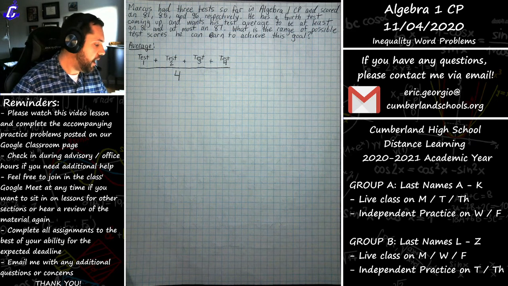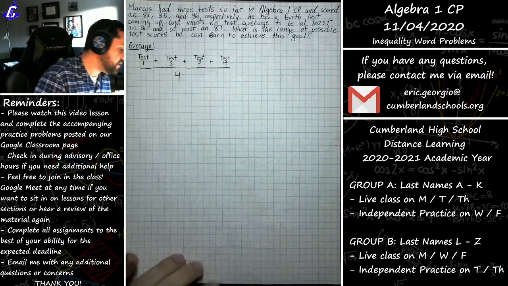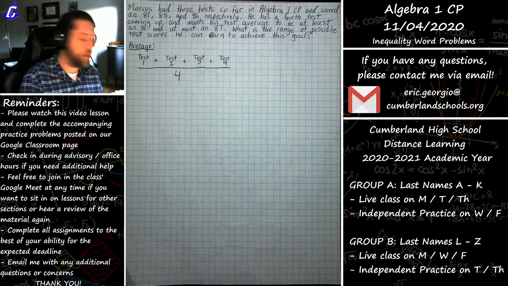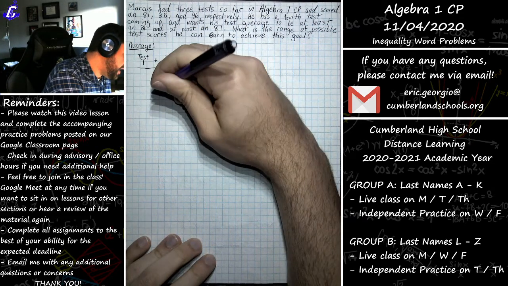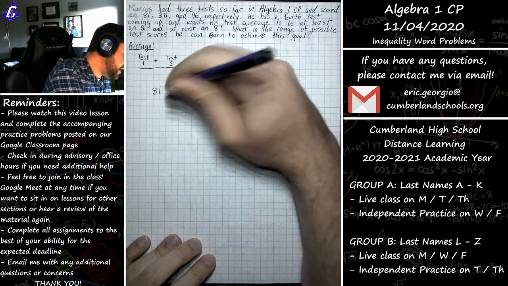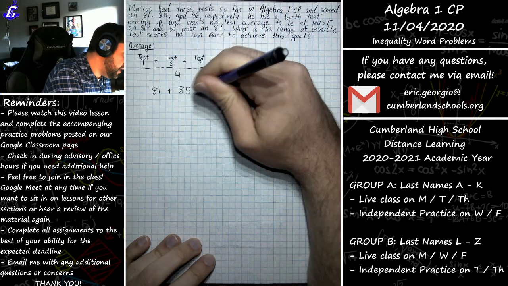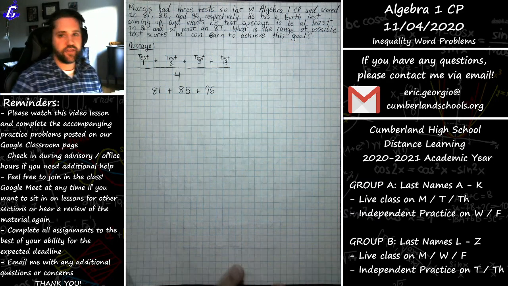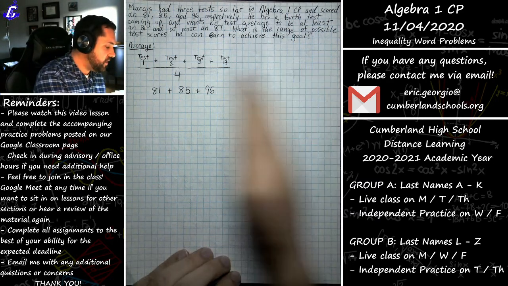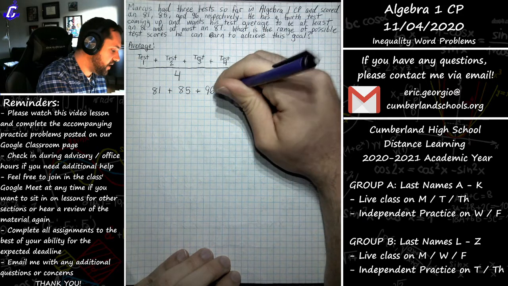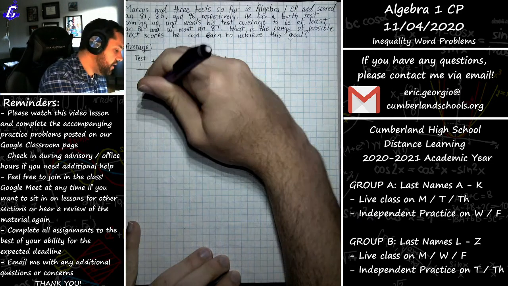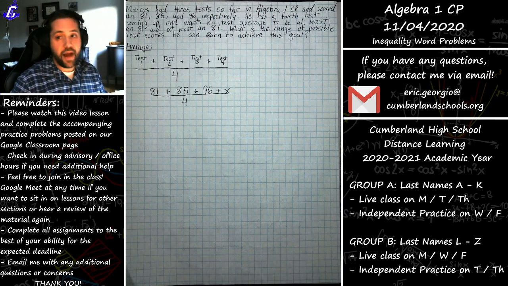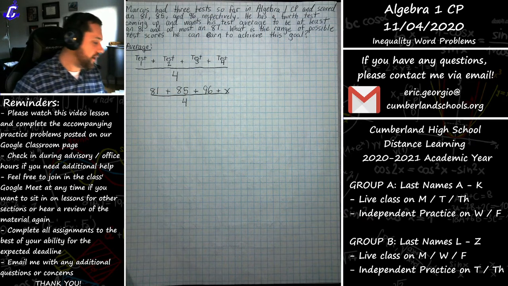All right, anyway, so Marcus on these tests got an 81, 85, and 96 respectively. Let's fill those in. We have an 81 for test 1, an 85 for test 2, a 96 for test 3. Now, I don't know what test 4 is. That's the whole point, to figure out what are the possible scores for this 4th test. So we're going to use an x to represent that, all divided by 4. Now we have to set up our inequality.